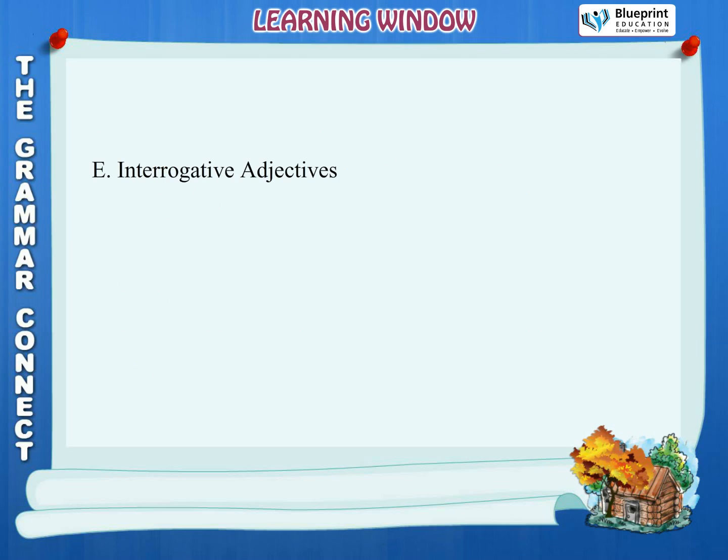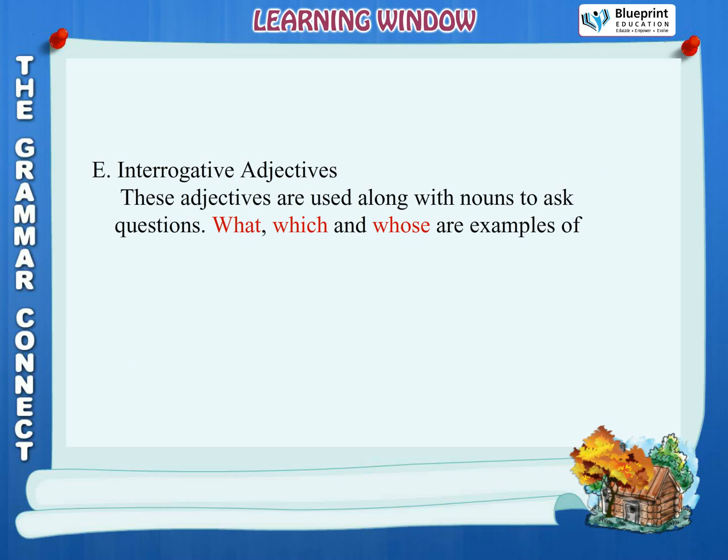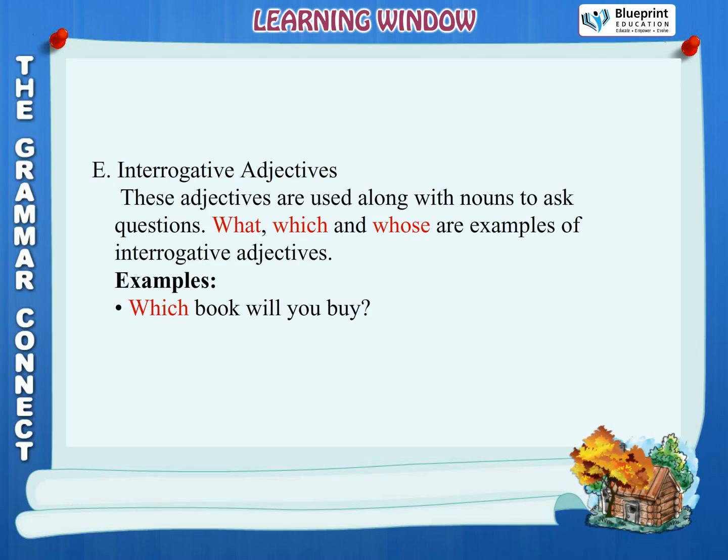E. Interrogative adjectives. These adjectives are used along with nouns to ask questions. What, which, and whose are examples of interrogative adjectives. Examples: Which book will you buy? Whose jacket is that on the floor?